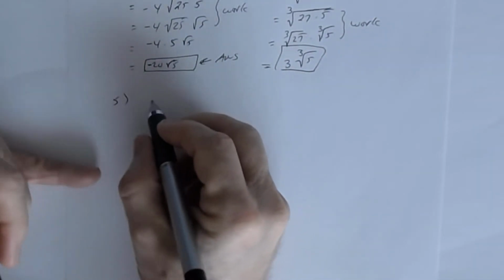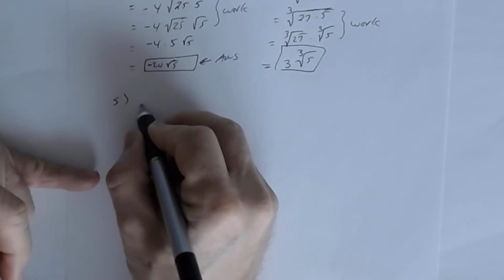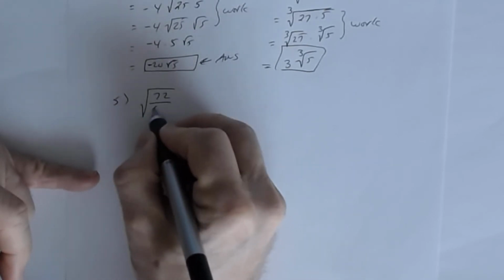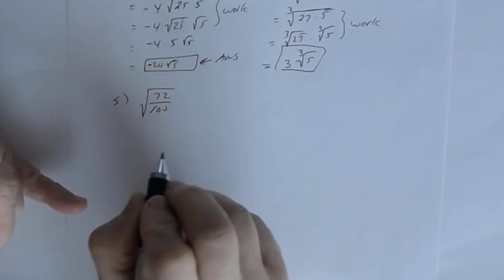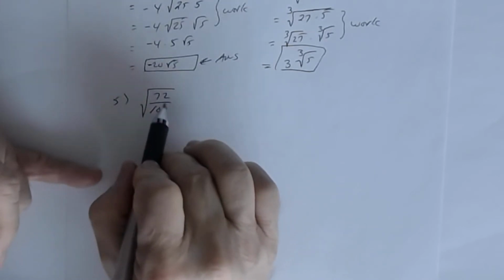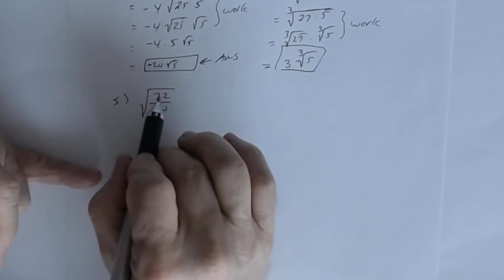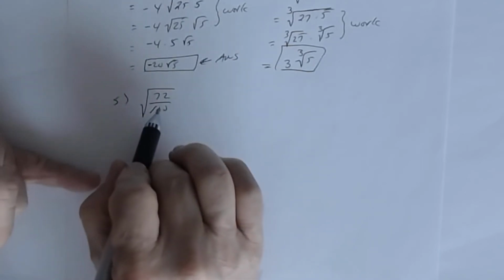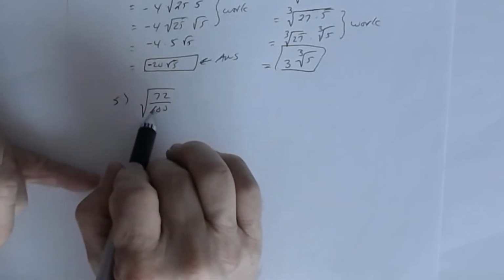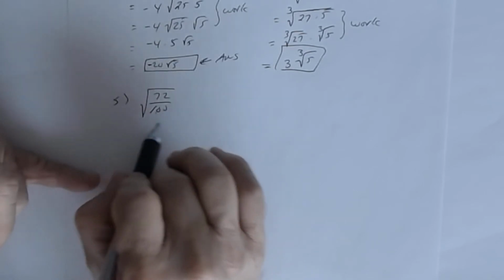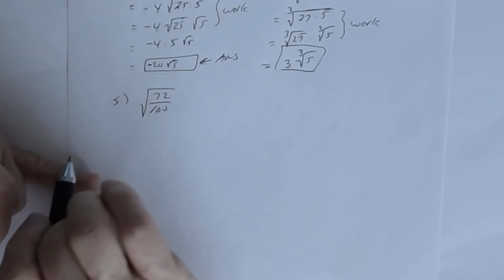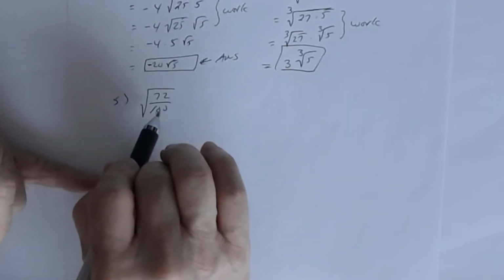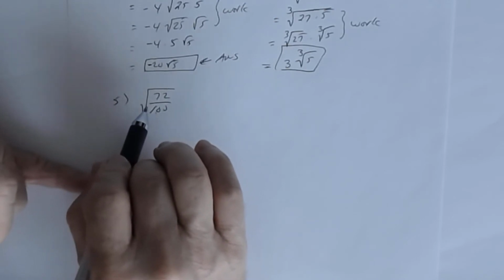Now, in number 5, you have the square root of 72 divided by 100. Now, be a little bit careful here. Some of you are going to probably want to simplify this because they're both even. Don't do that with this one. Because see that 100 right here? That's a perfect square. So I know my denominator is going to be 10. So don't reduce this because it'll make things a lot more difficult.